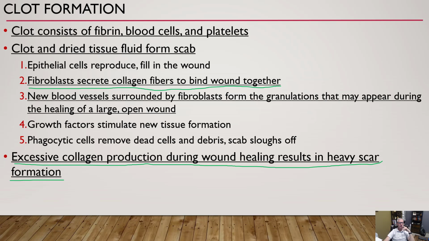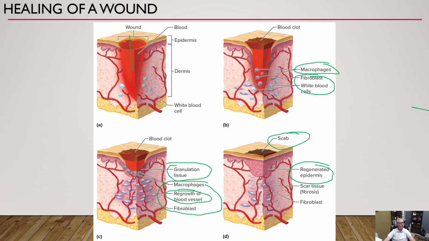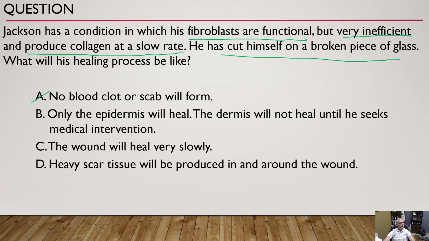That has nothing to do with whether or not a scab will form, and nothing to do with whether or not a clot will form. Clot formation involves epithelial cells to fill in the wound and these growth factors to stimulate new formation. Basically, we're just looking at whether or not his wound will come together. All right. Only the epidermis will heal. The dermis will not heal until he seeks medical intervention.